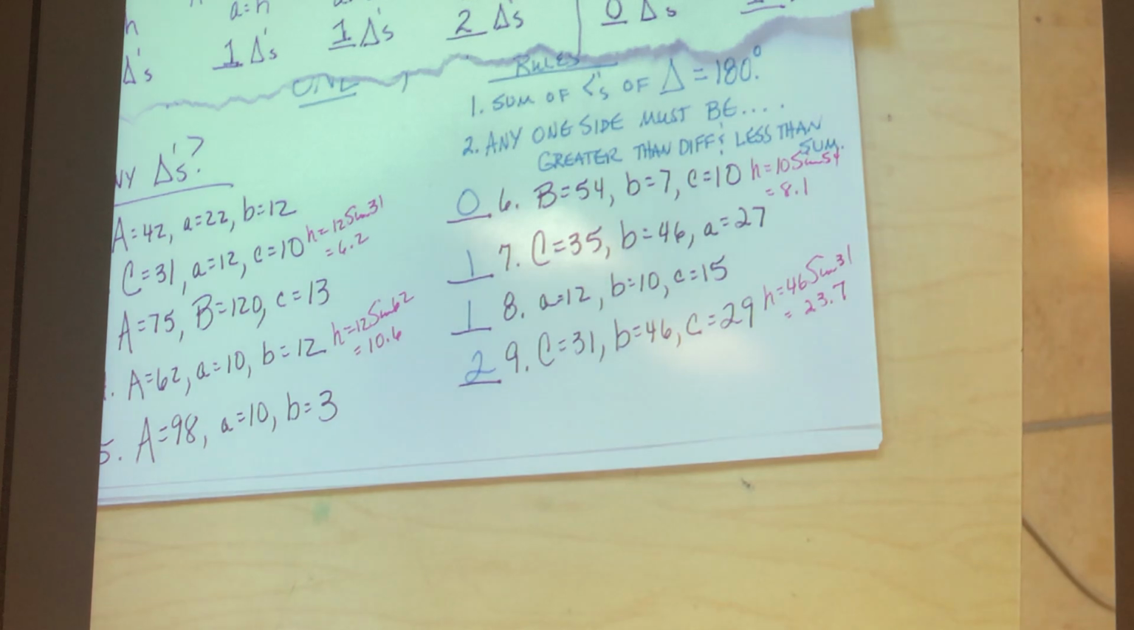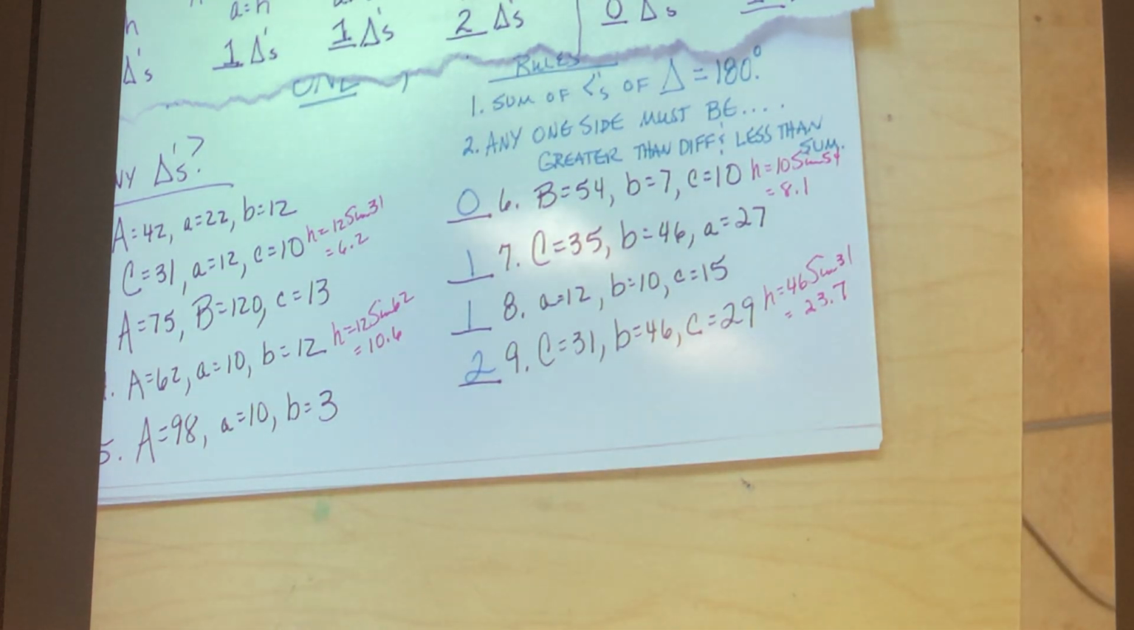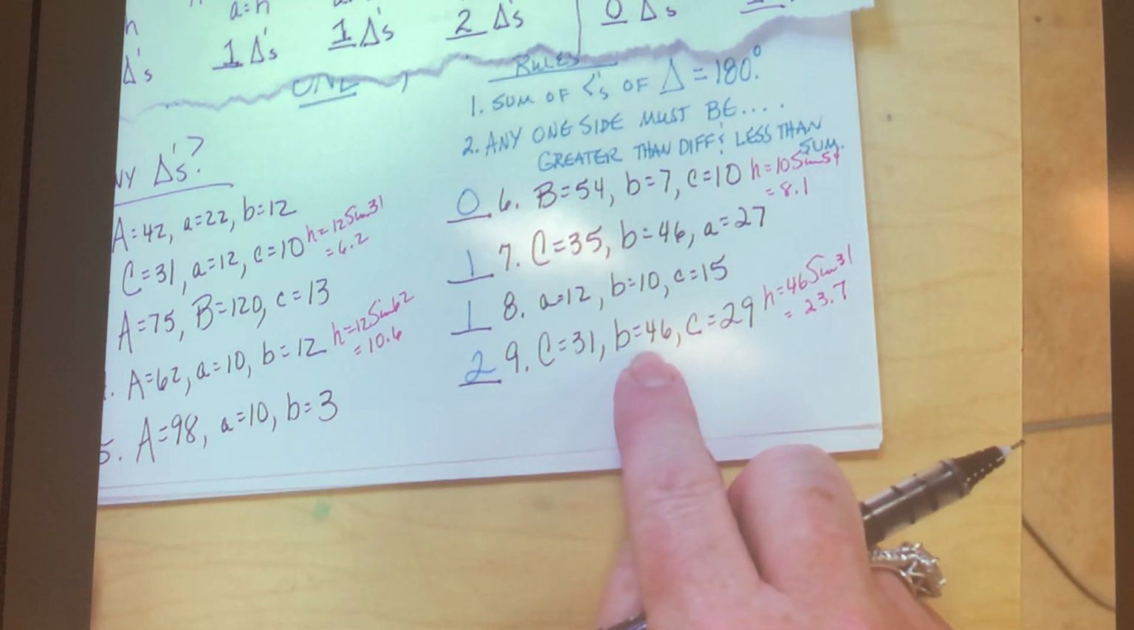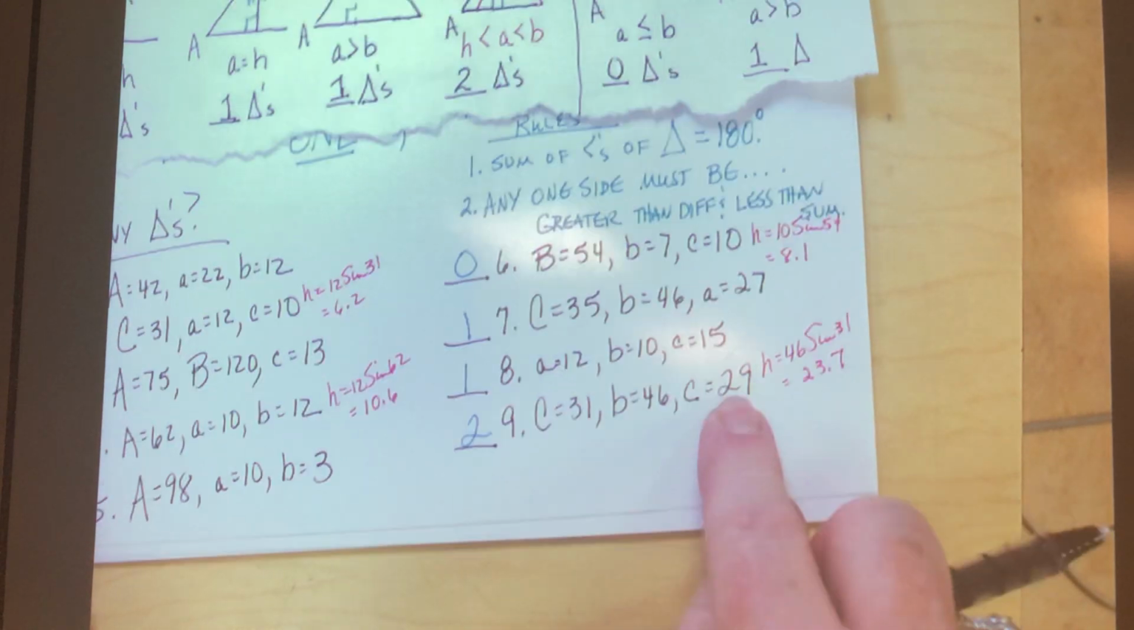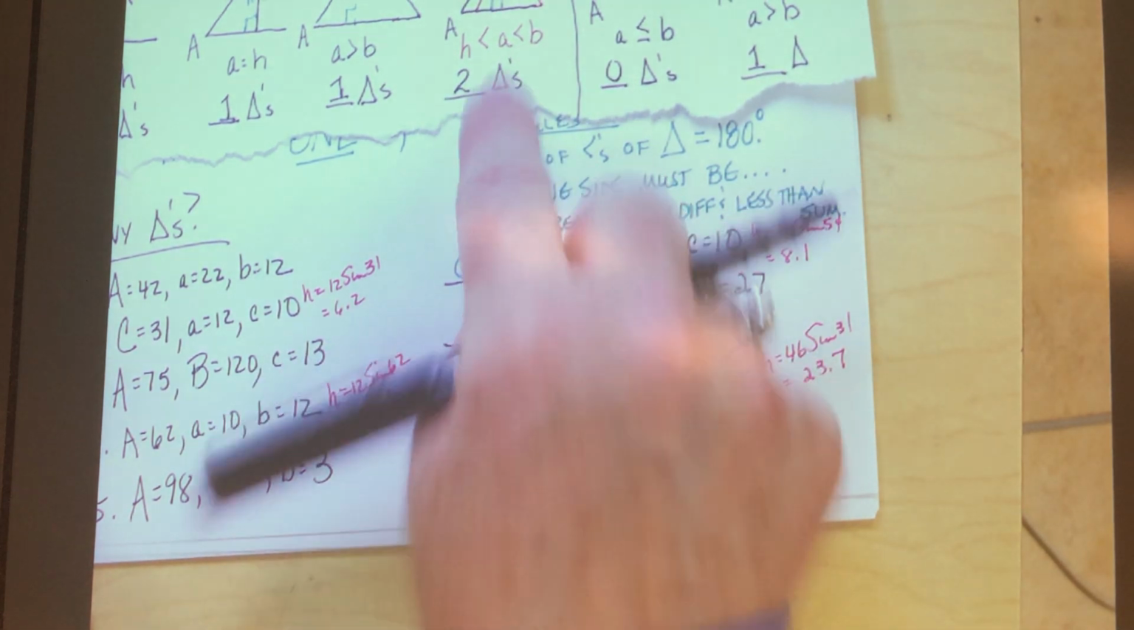Okay? So I just had to say it a different way. No, it's not. It's just the pair. If it's less than the other side and greater than the height, that's this guy right here, see? Greater than the height and less than the other side, that's my 2 triangles.